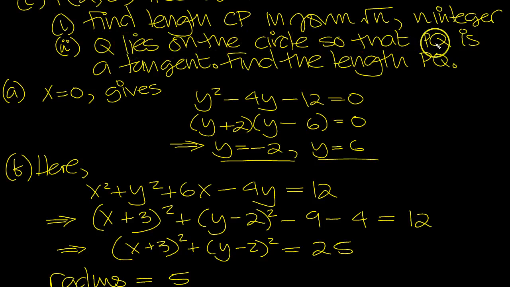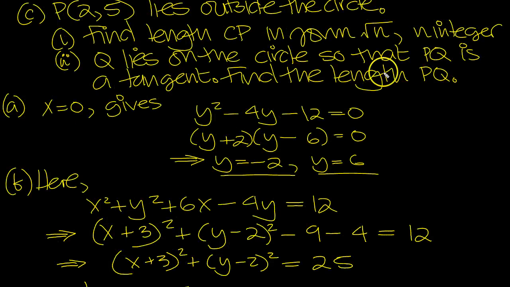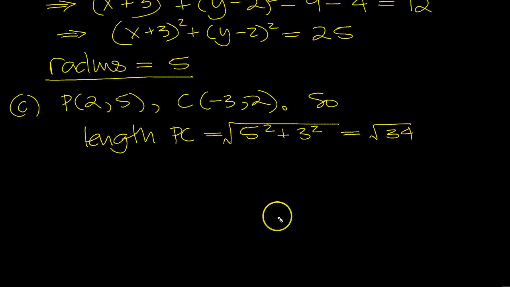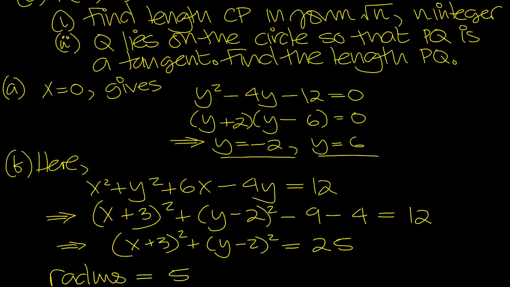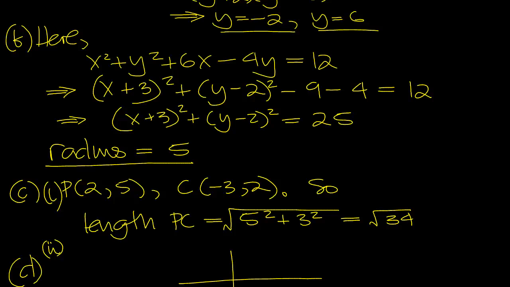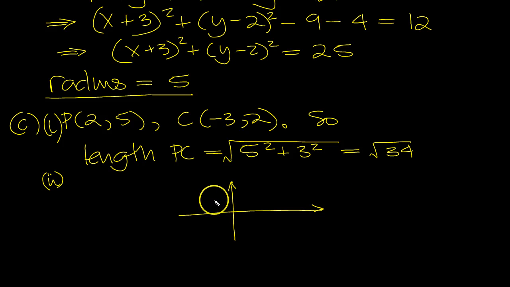Q lies on the circle, so that PQ is a tangent. Okay. And then it says, find the length PQ. So where's our circle? Let's just draw it as a quick sketch. Is this C part 2? It might be part 2. Let's have a quick look. Yeah, C part 2. Okay, here's a quick outline sketch. We know the center is minus 3, 2. So I'm going to just draw it here. And this is C. We know the radius is 5.